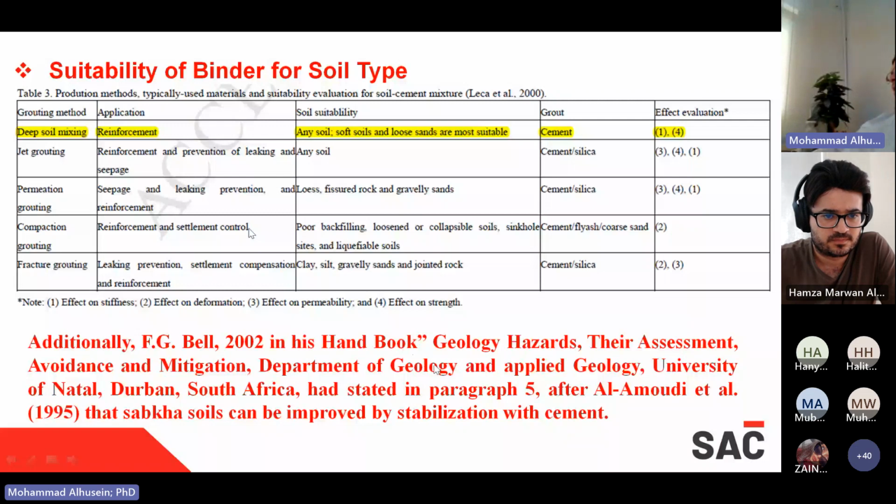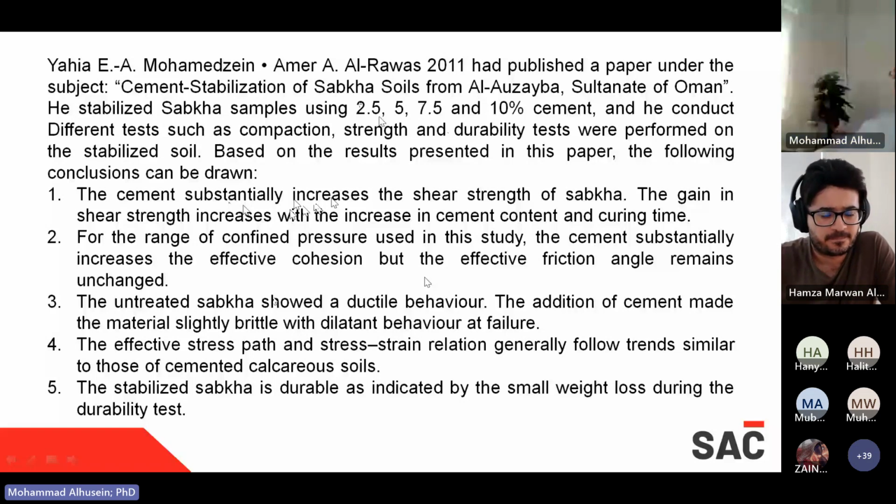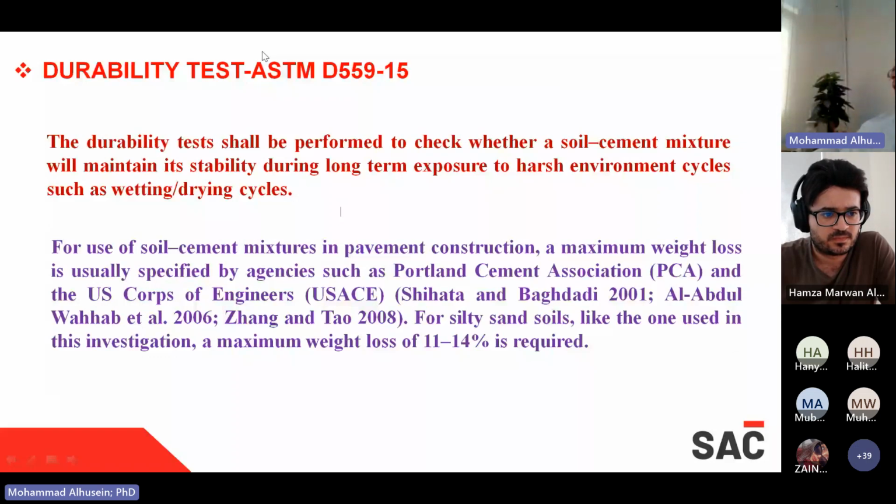Cementitious material is a good material for deep soil mixing and jet grouting. Some researchers studied soil parameters by adding 2.5, 5, 7.5, and 10% cement to the materials, mixing them, and measuring the normal soil parameters like angle of internal friction, cohesion, modulus of elasticity, etc. You can read it for more information. The durability test is rarely known even by laboratories and specialists on treated soil. I recommend that you refer to this and read it for more information.